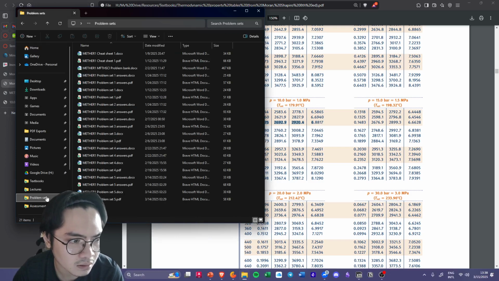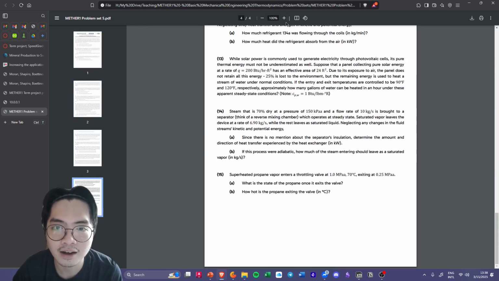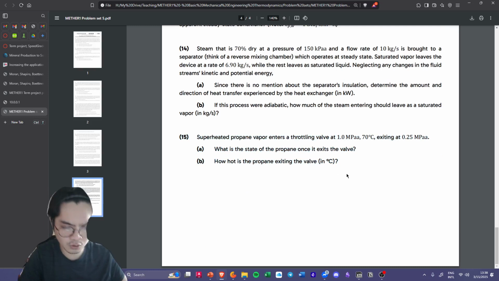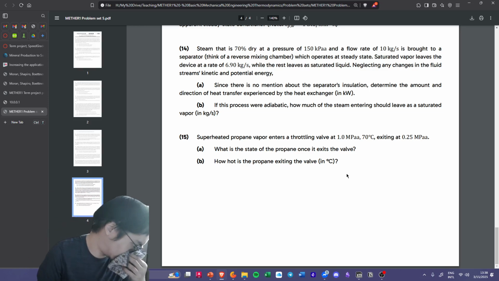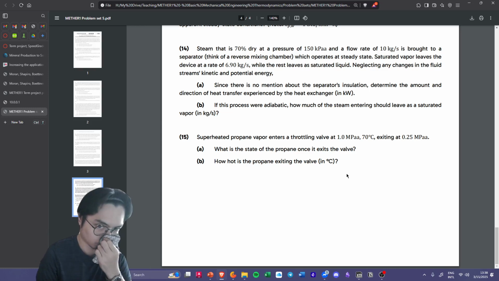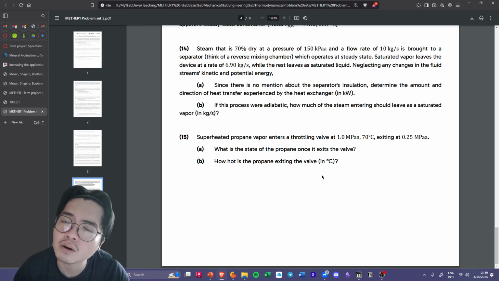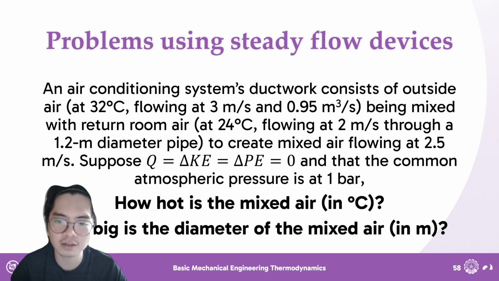Problem sets. There's only one little throttling device question in here. This one. So hopefully you guys do understand what is going to happen in there. Actually, wait lang, sir. I think Sir Kalaw has a problem with the throttling device. I'm not sure. Well, let's not worry about that for now. Let's just worry about this in front of us currently.